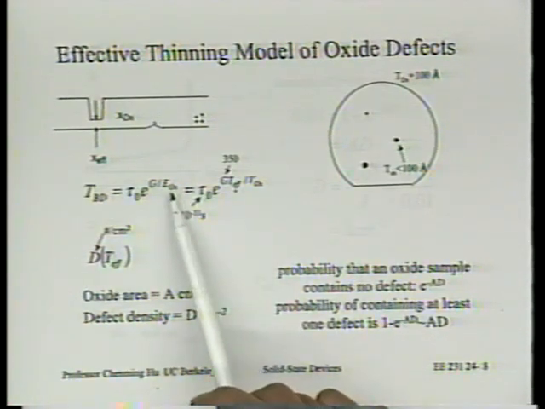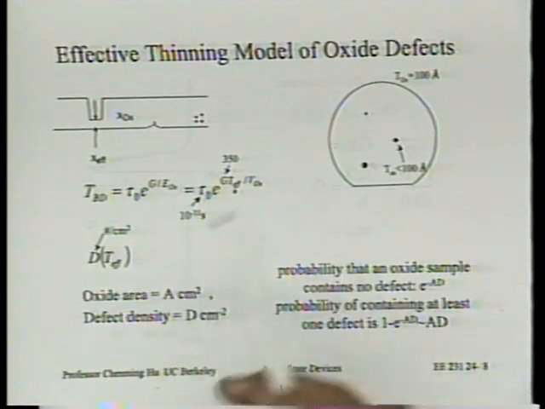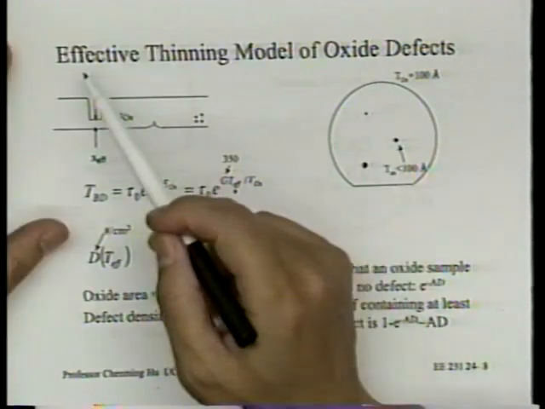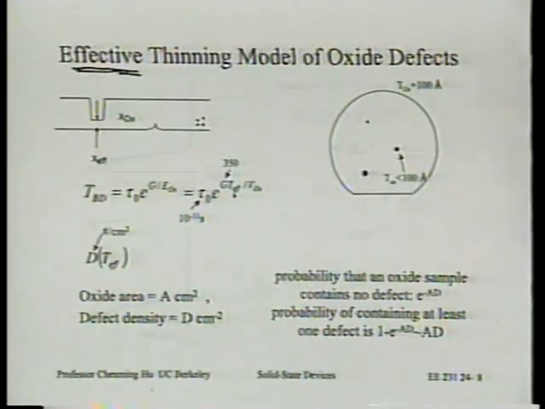Right? If the field is larger by 2 or 3, it's effectively saying the thickness is smaller by 2 or 3. Yes? That's the meaning of the word effective. Okay? So we're not saying the defect is always thin spots, but they can be mathematically modeled as thin spots. That's what we're saying.